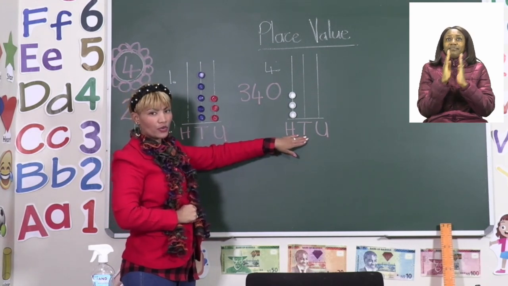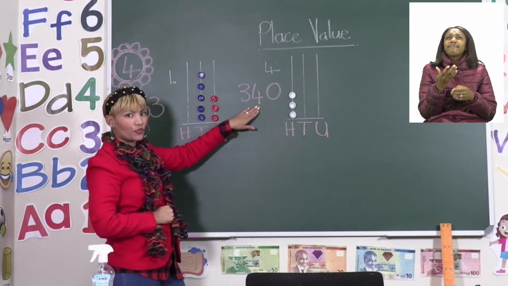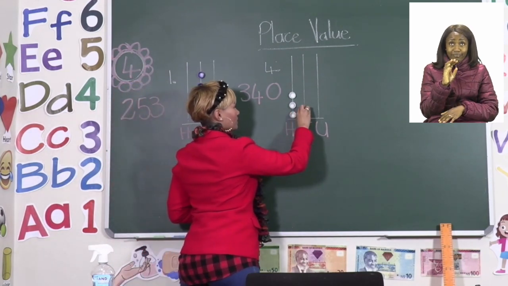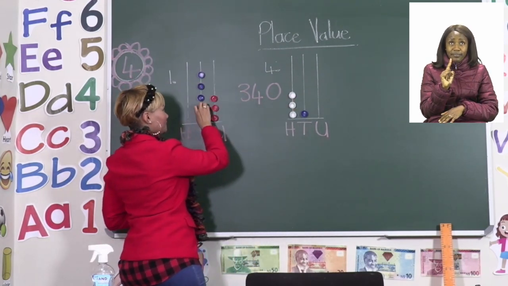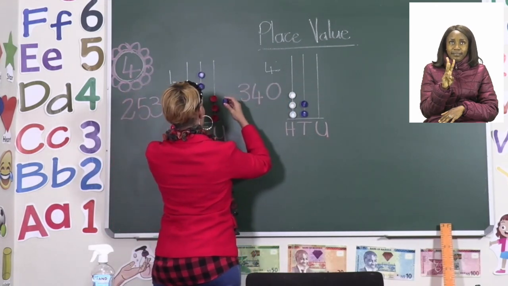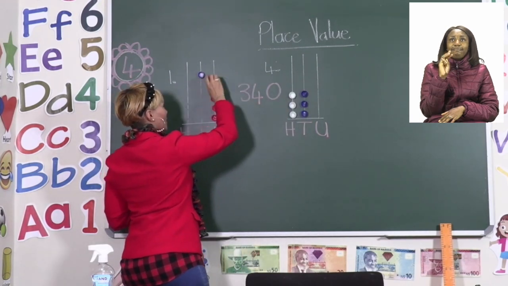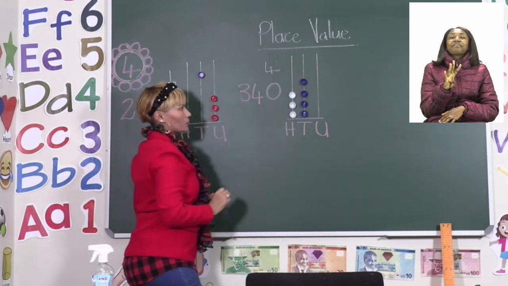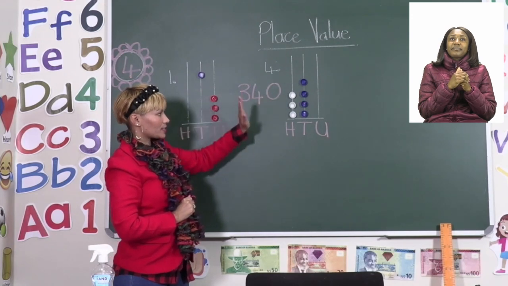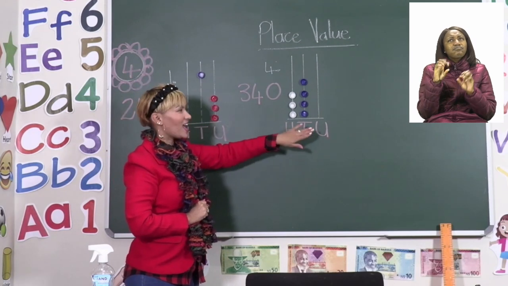And then we move on to our tens. How much do we have? We have the number 4, which means we have to put in 4 dots. Let's count together. 1, 2, 3, and 4. There we go. So 3 hundredths, 4 tens, and how many units?